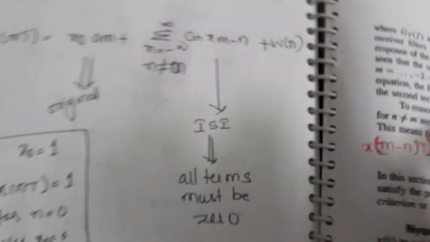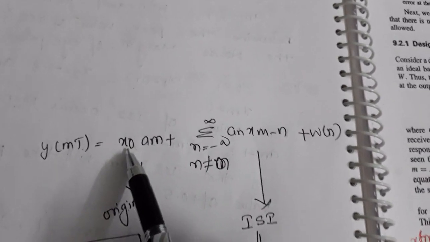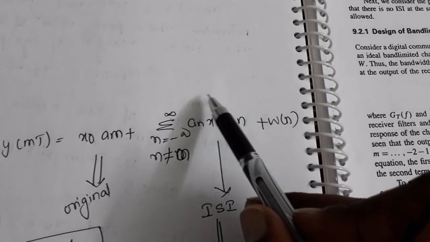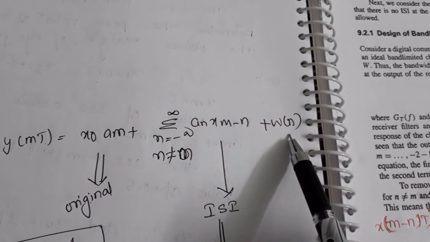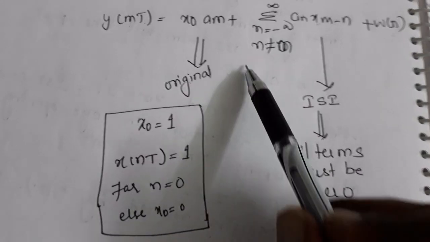Then I am moving on to the next one now, y of mT. So already you know this equation, my original data is there. These are nothing but intersymbol interference, and W is nothing but the noise. I'm not bothered about these two terms here, I'm bothered about the original term.